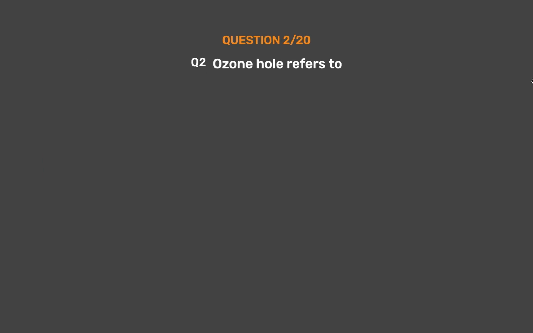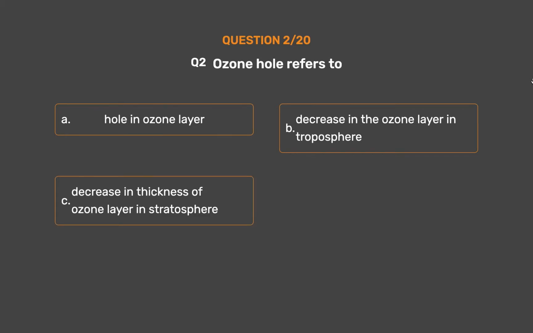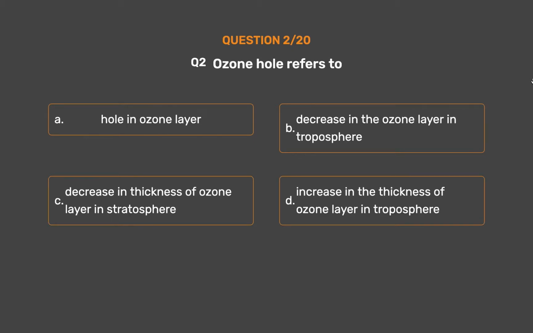Question number 2. Ozone hole refers to Option A. Hole in ozone layer. Option B. Decrease in the ozone layer in troposphere. Option C. Decrease in thickness of ozone layer in stratosphere. Option D. Increase in the thickness of ozone layer in troposphere.